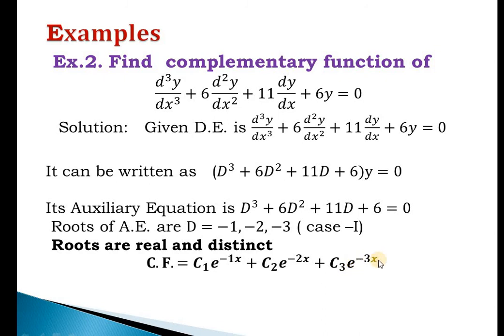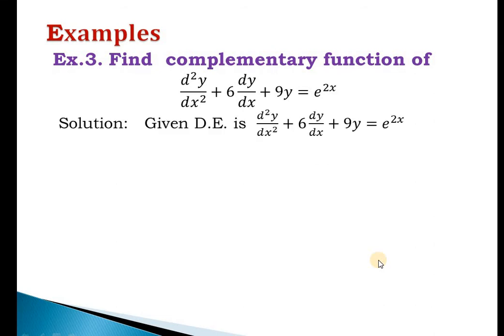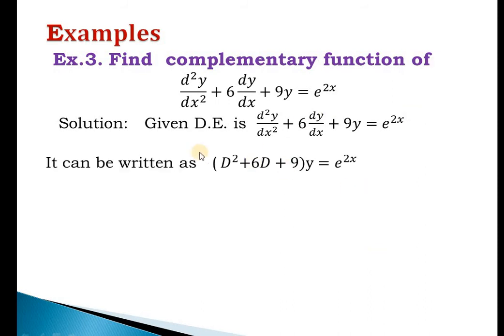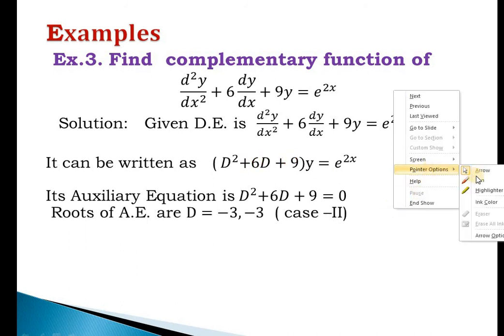Okay, now another example. d2y by dx square plus 6 dy by dx plus 9y is equal to e raised to 2x. So the given differential equation we write in capital D form: (D square plus 6D plus 9) into y is equal to e raised to 2x. So what is my phi of D? D square plus 6D plus 9. Okay, so this is my phi of D function.